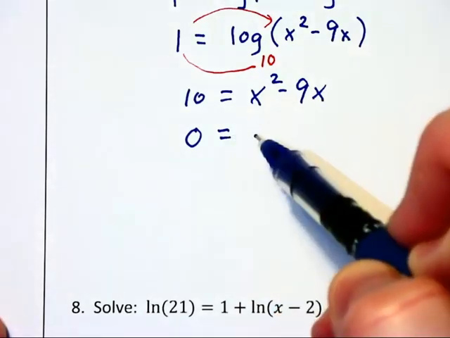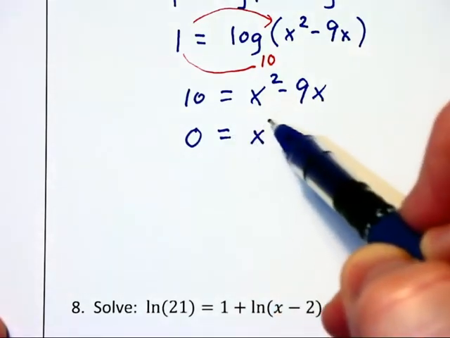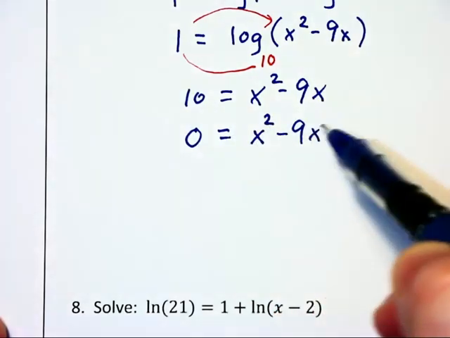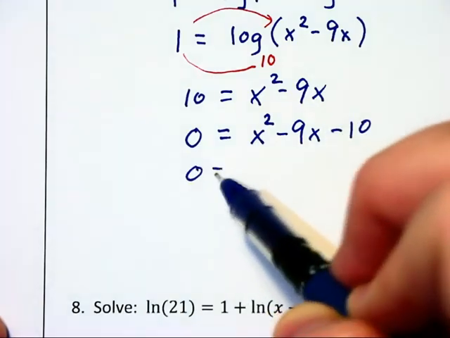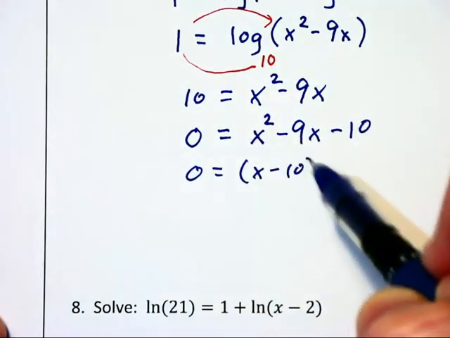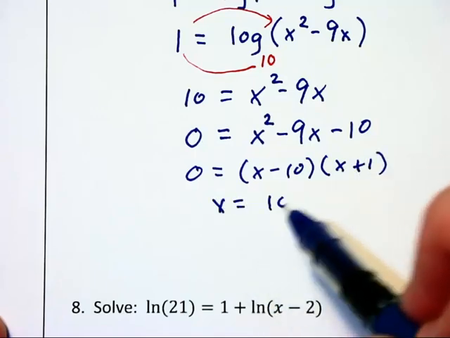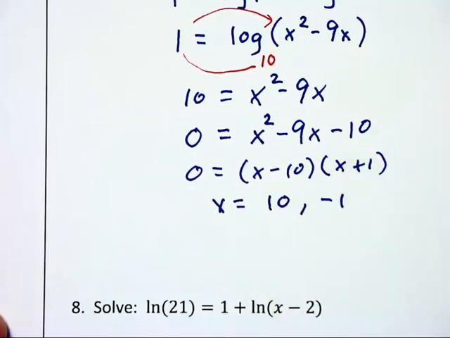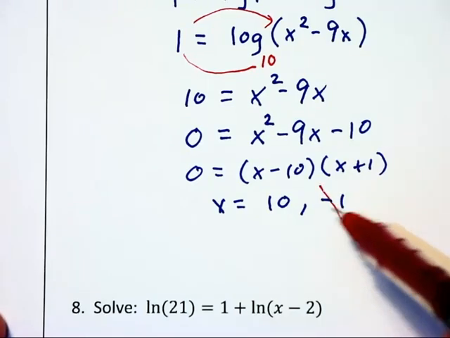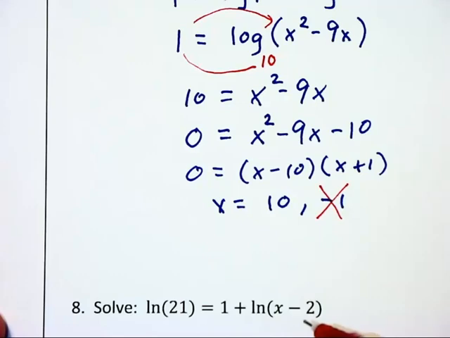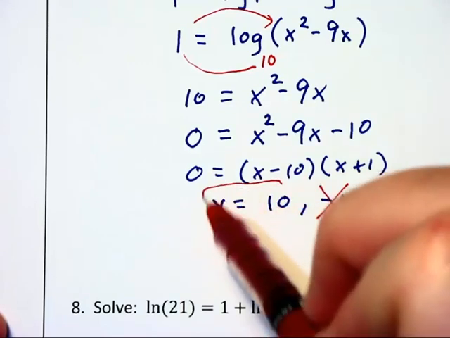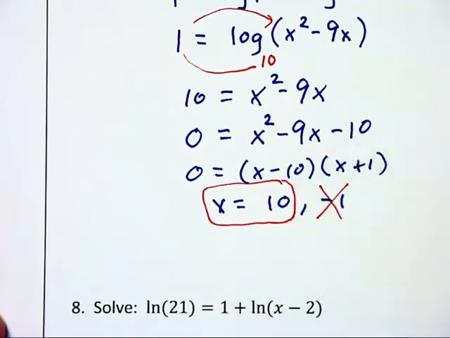Setting it equal to 0, we have 0 is equal to x squared minus 9x minus 10, which then factors into x minus 10 and x plus 1, and it appears our two solutions are 10 and negative 1. However, when you substitute negative 1 back into the original problem, you get the log of a negative, which isn't allowed, and only 10 is a viable solution.